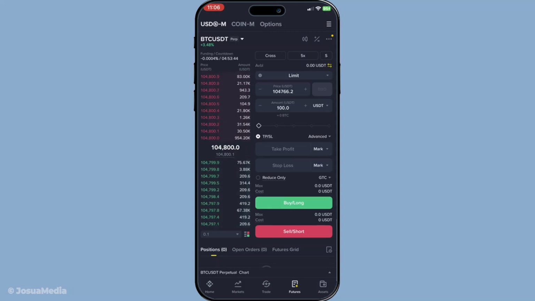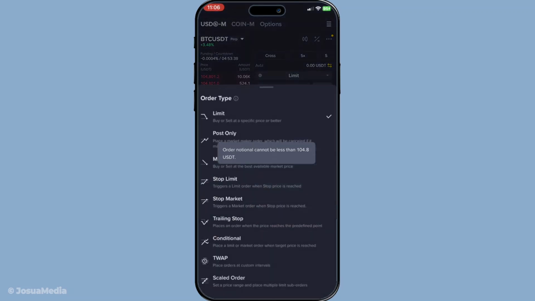Next, you'll need to choose the type of order you wish to place. Binance offers several options, but most commonly traders use limit or market orders. A limit order allows you to specify the price at which you want to execute the trade, while a market order will execute immediately at the current market price.